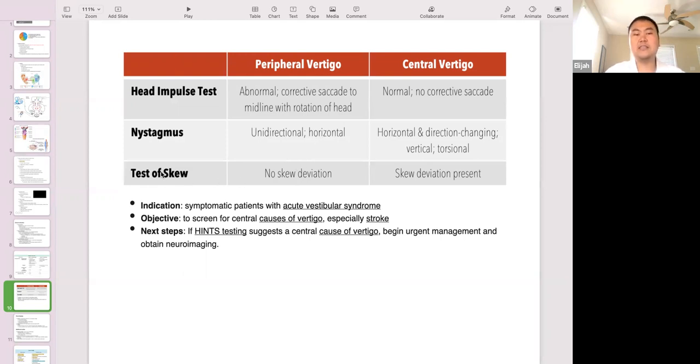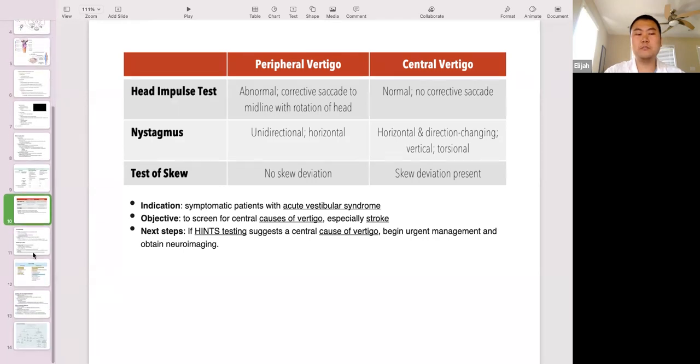And the next test is the test of skew. You use your hand to cover one of the patient's eyes, alternating your hands to cover right and left, and when you uncover the eye, you see whether the eye moves. It would look up, or usually down. So there's a skew deviation in central vertigo. It's to screen for a central cause of vertigo, especially stroke. So this is a very important physical examination. And if the HINTS testing suggests a central cause of vertigo, begin urgent management and obtain neuroimaging.